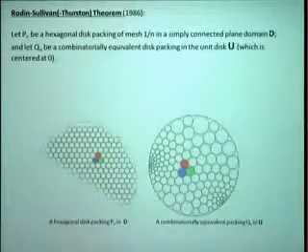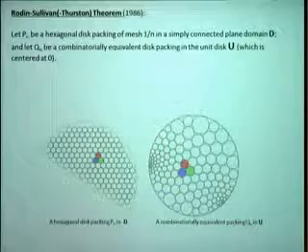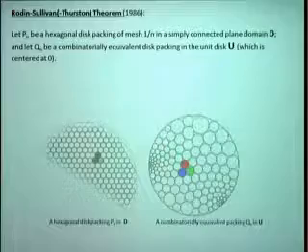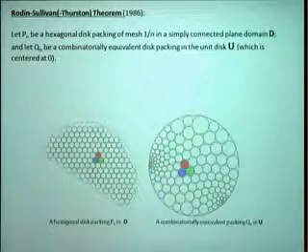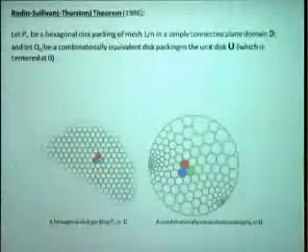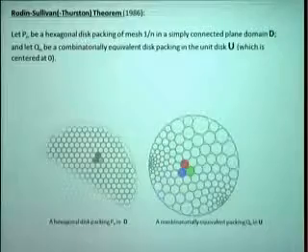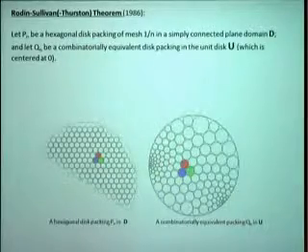Actually, Thurston's conjecture was proved by Rodin and Sullivan. Basically, we have two disk packings, one in any domain and the other one in a unit disk. What the theorem says is that the one-to-one correspondence between disks in one packing and disks in the other packing approximates a conformal mapping.